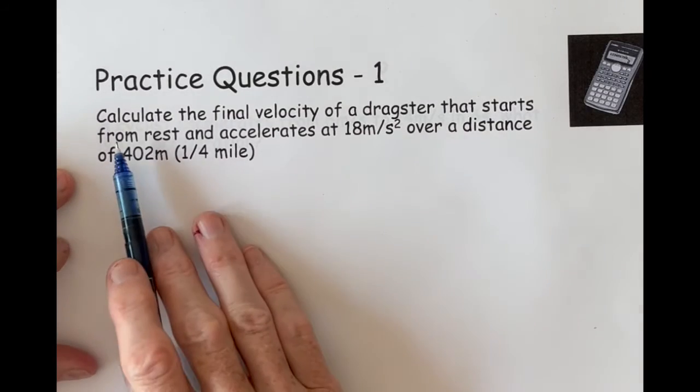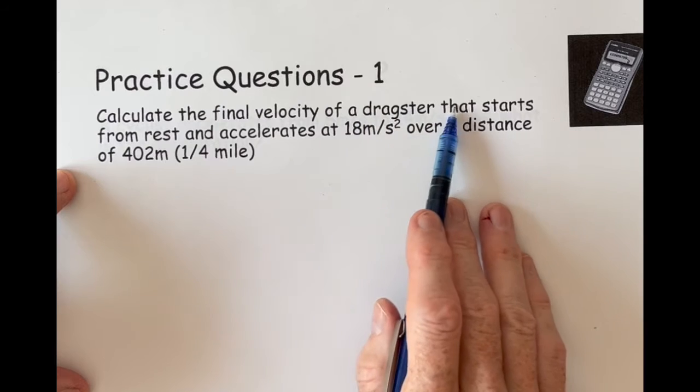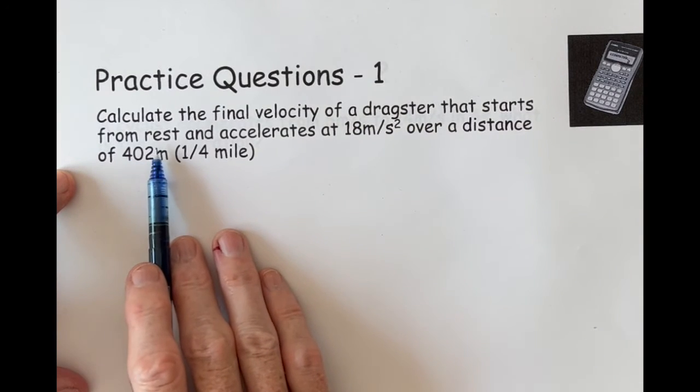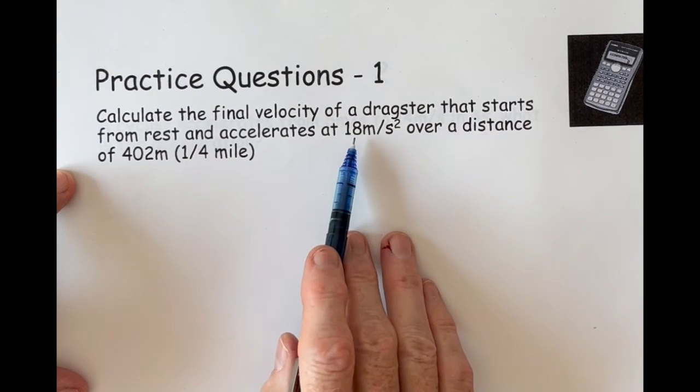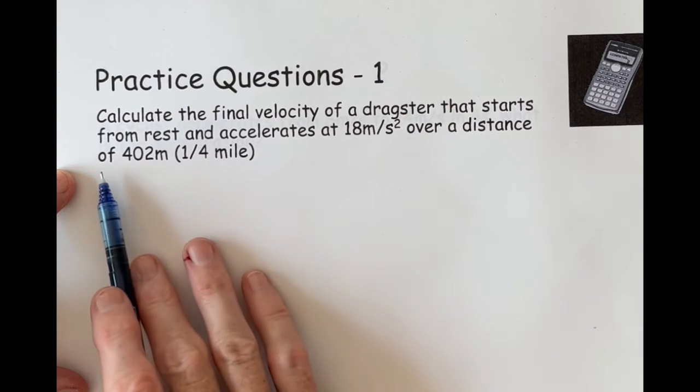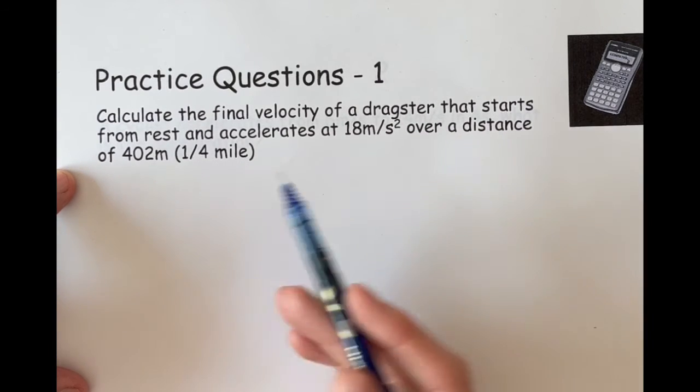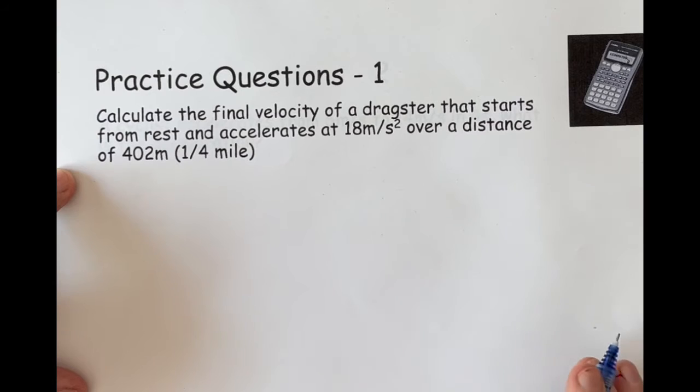Okay, so this one here, calculate the final velocity of a dragster that starts from rest and accelerates at 18 meters per second squared over a distance of 402 meters, which happens to be a quarter of a mile, which is the normal dragster distance. So the first thing to do is to write down what you know.